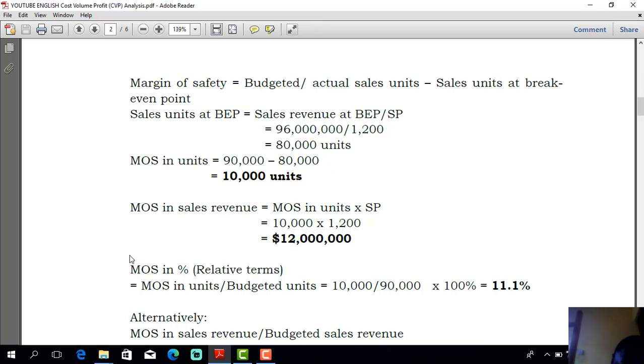But also you could be asked to compute margin of safety in relative terms as a percentage. That way you could use units or you could use sales. So you could say margin of safety in units over budgeted units. Margin of safety in units is 10,000, budgeted units 90,000. Normally expressed in percentage, so times 100%, and you end up with 11.1%.